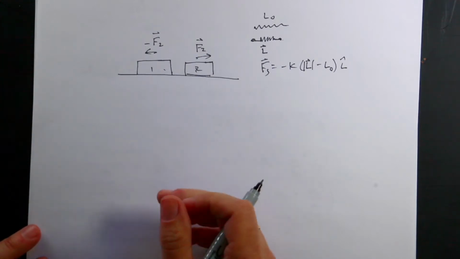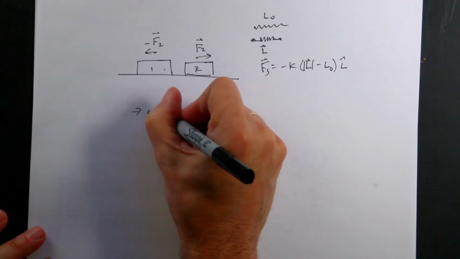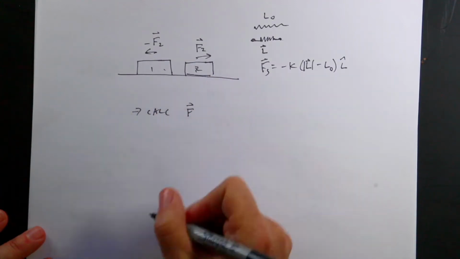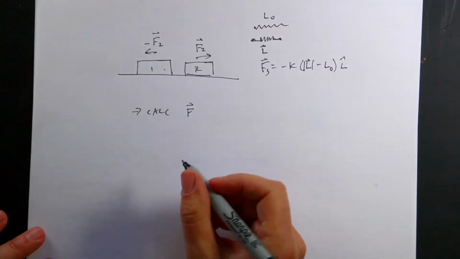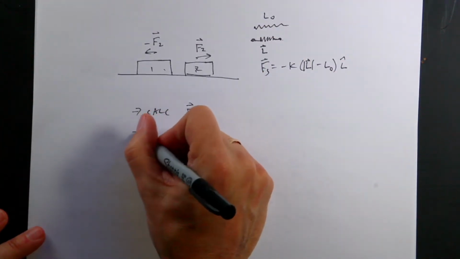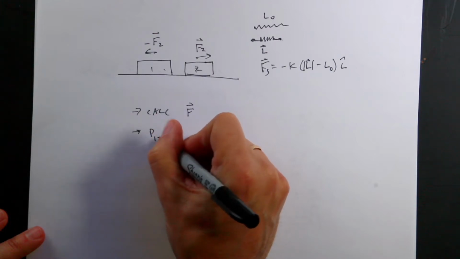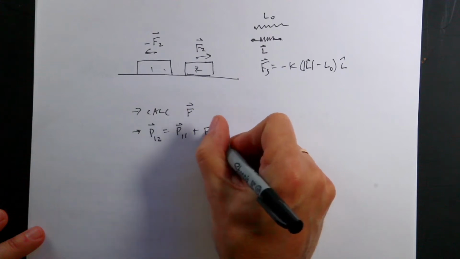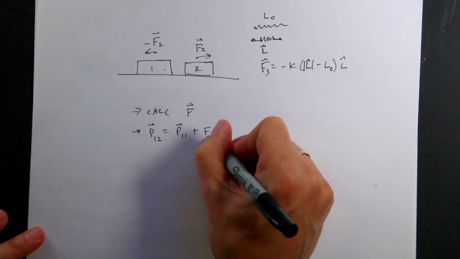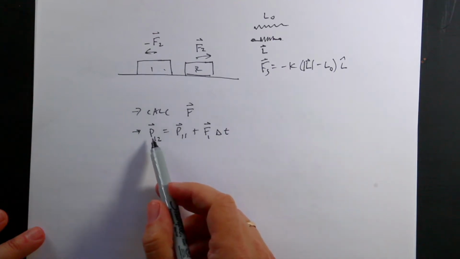Okay, and so I'm going to actually model this. So here's the idea. Calculate the force on both carts, which is the same, but opposite. Ignore gravity, ignore the normal force. Use that to find the new momentum. So I'll say P12 equals P11 plus F1 delta t. This is the momentum principle.